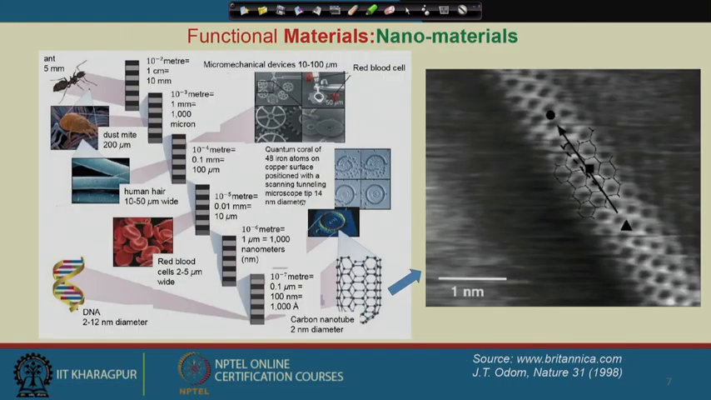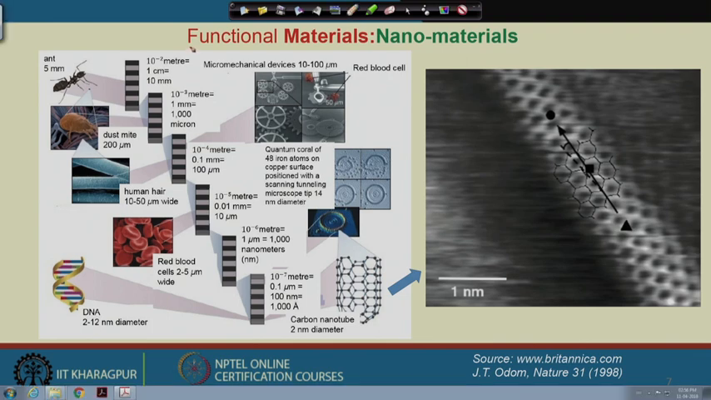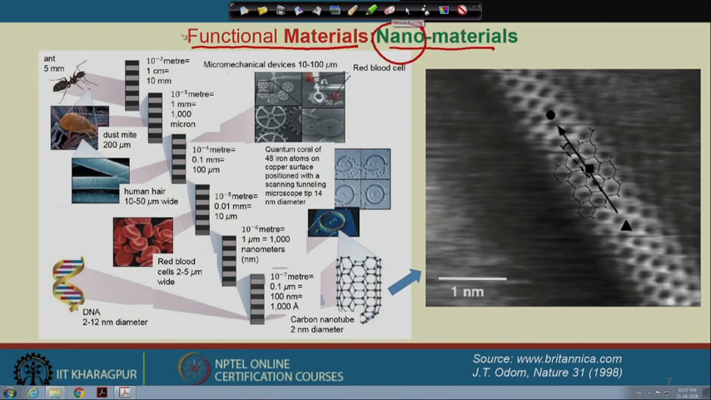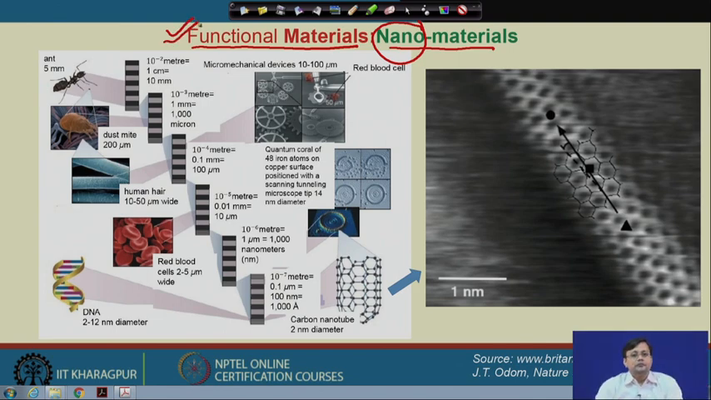Now, let us start with the functional materials. We have completed the structural materials part. For functional materials, one of the very emerging materials is nanomaterial. This is a very wide term where one can manipulate the structure at the nano level, so that some functional properties can be developed or evolved.